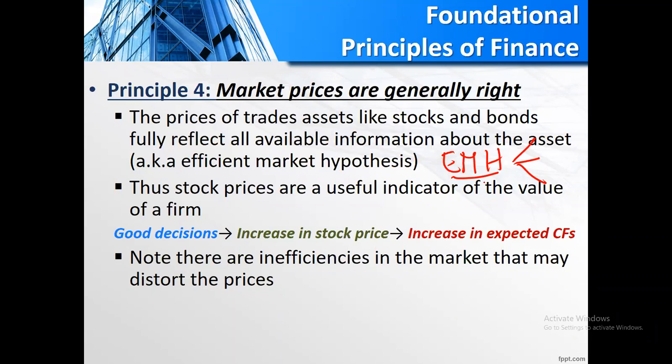But what's the efficient market hypothesis? It tells us that all the prices of the assets, like stocks and bonds traded in the market, should reflect all available information about the asset. In other words, the market should be efficient. Why? Because if it does not reflect all available information, then there are only some favored parties that have that information, and they can use it to trade in the market. So the market becomes unfair. The market will become unfair if there is, what we call, insider trading.